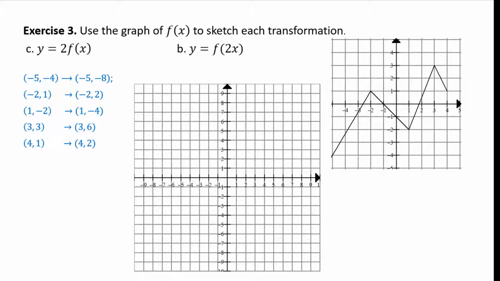Let's mark these transformed ordered pairs on the grid. So I'll mark negative 5, comma, negative 8, negative 2, comma, 2, 1, comma, negative 4, 3, comma, 6, and let me locate 4, comma, 2, here it is, and let's connect these points. Let's observe that the transformed graph is now twice the height of the original graph and still the same width.